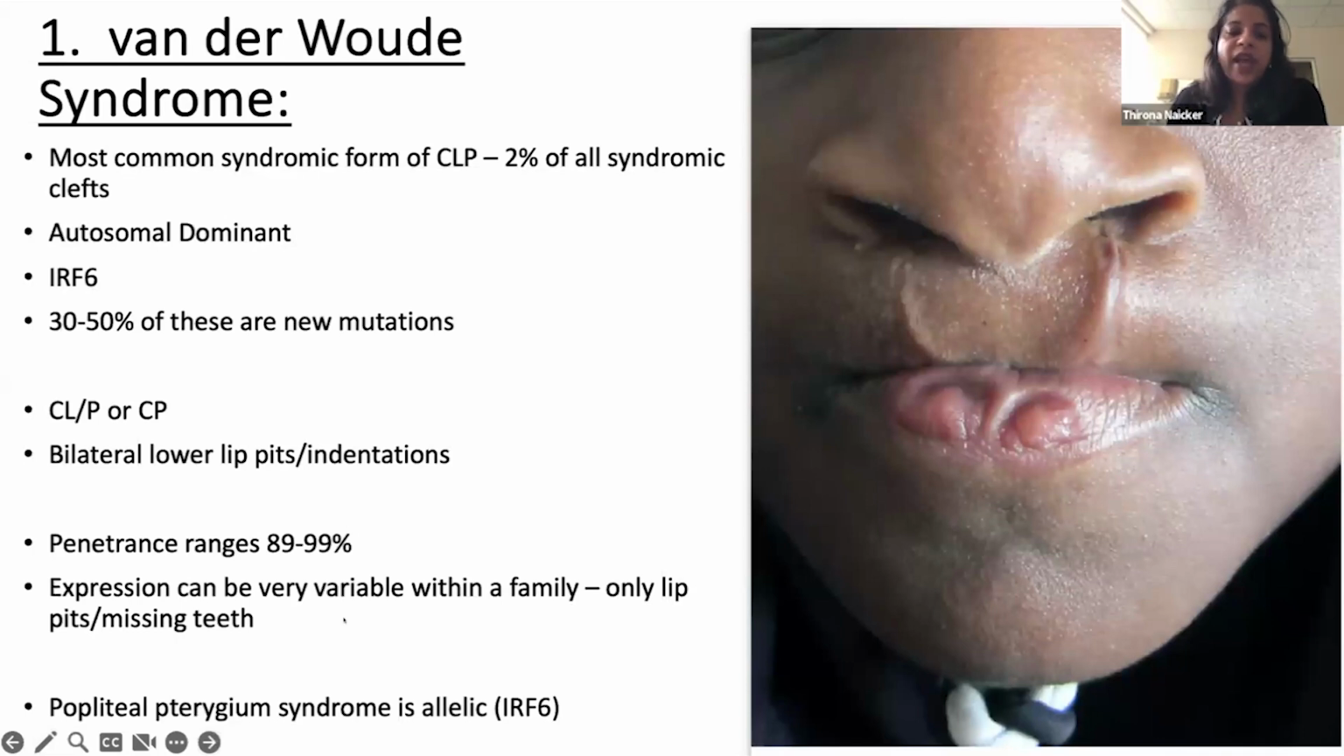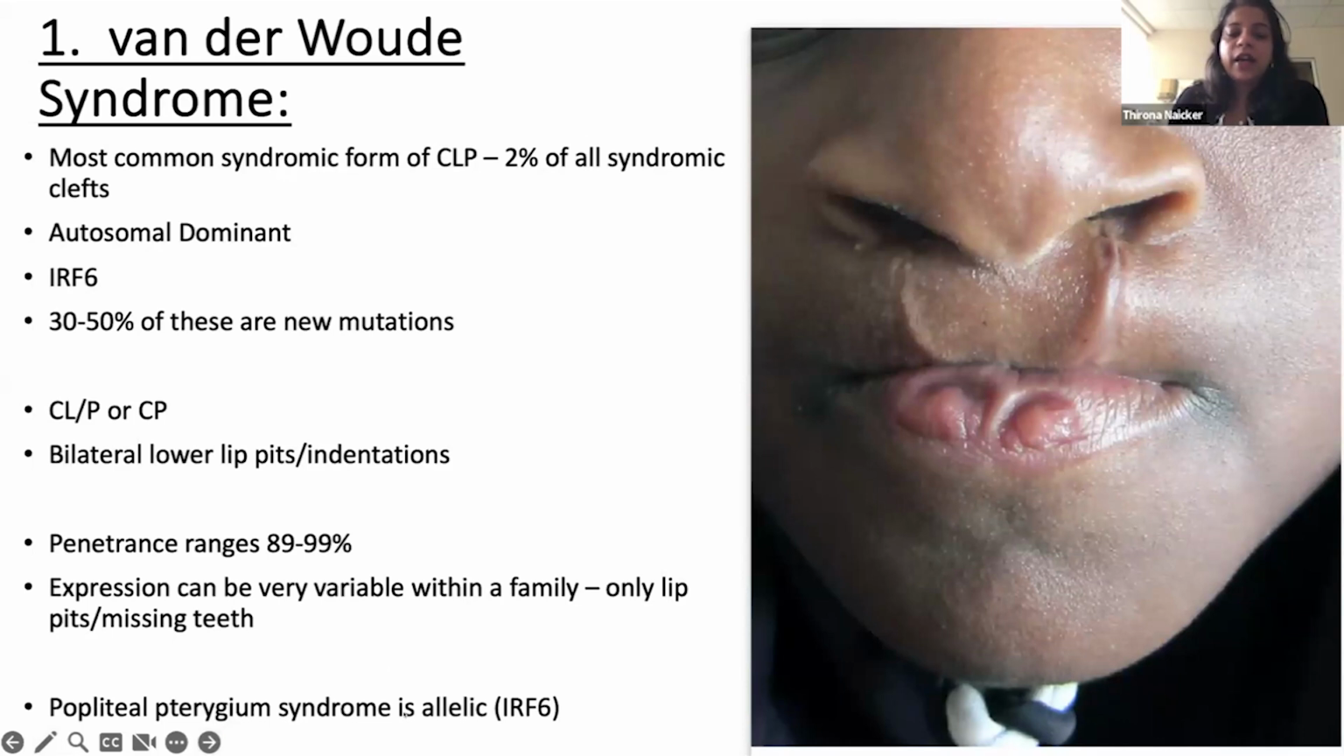And then in genetics, we have another term called variable expressivity, which means that even if you have the gene, in the same family, different family members may present differently. Some may just have the lip pits or the missing teeth, whereas others may have the full spectrum, including the cleft palate or the cleft lip with or without cleft palate.